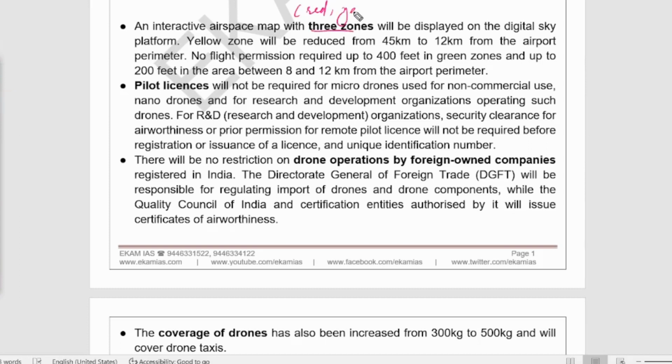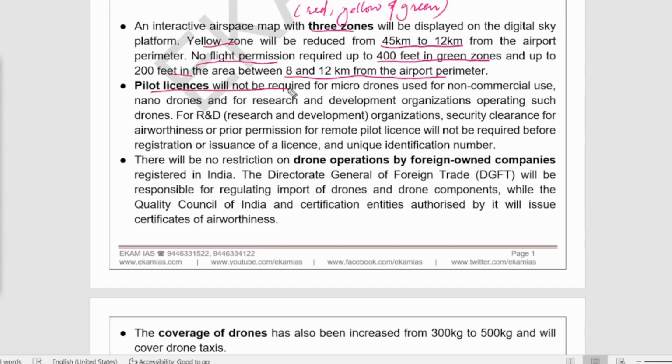Another feature of the draft drone rules is that an interactive airspace map with 3 zones, namely red, yellow and green, will be displayed on the Digital Sky platform. The yellow zone is to be reduced from 45 kilometers to 12 kilometers from the airport perimeter, and no flight permission is required up to 400 feet in the green zones and up to 200 feet in the area between 8 and 12 kilometers from the airport perimeter.